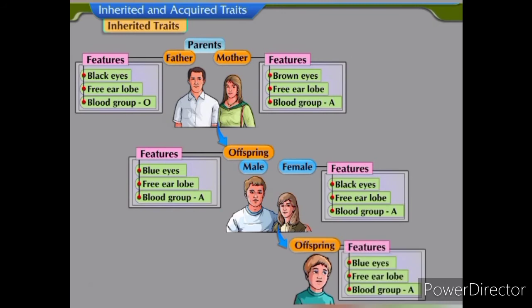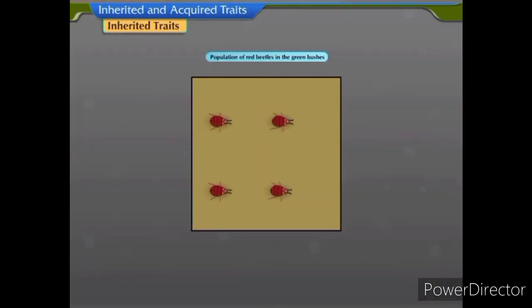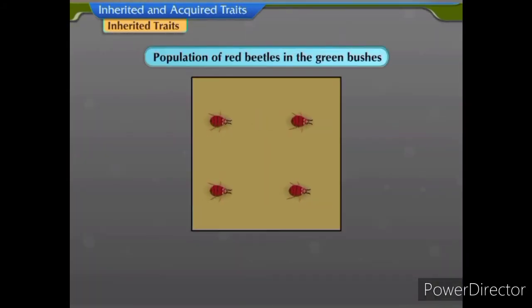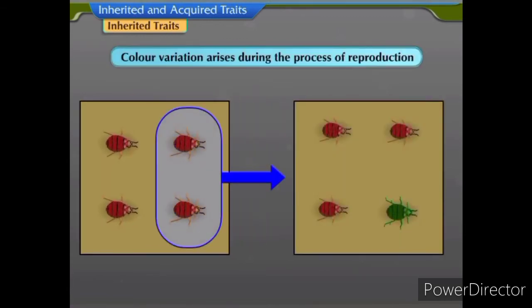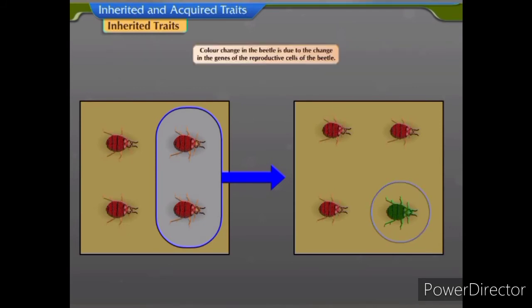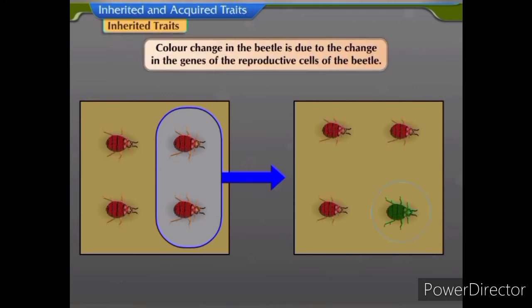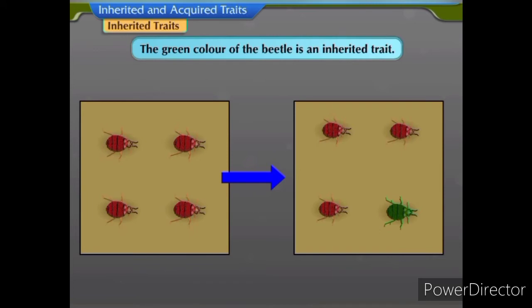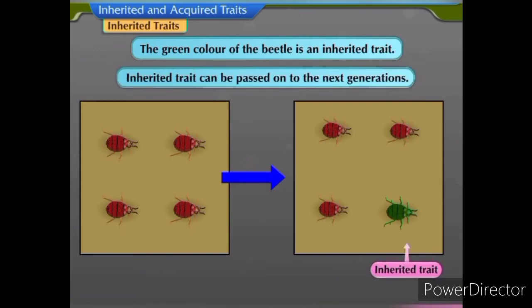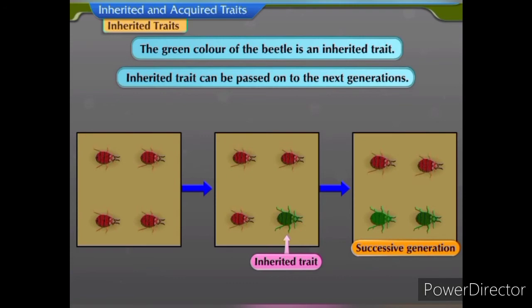Let us understand this concept with the help of an example. Assume that there is a population of red beetles in the green bushes. Suppose a color variation arises during the process of reproduction, as a result of which one of the beetles produced is green in color. This change in color has been brought about by the change in the genes of the reproductive cells of the beetle. The green color of the beetle is thus an inherited trait which can be passed on to the next generations.